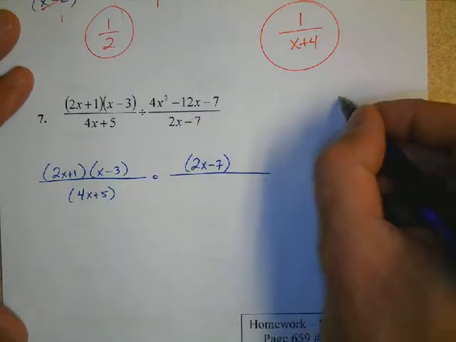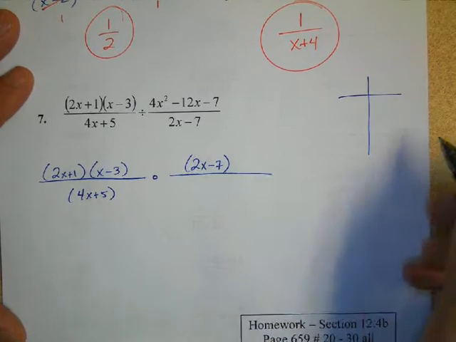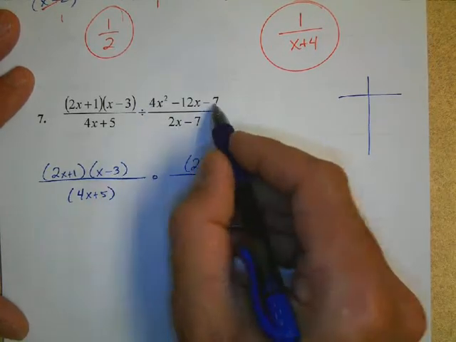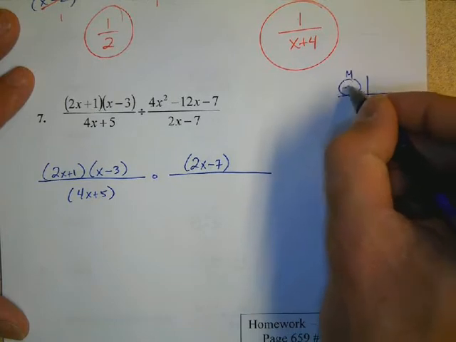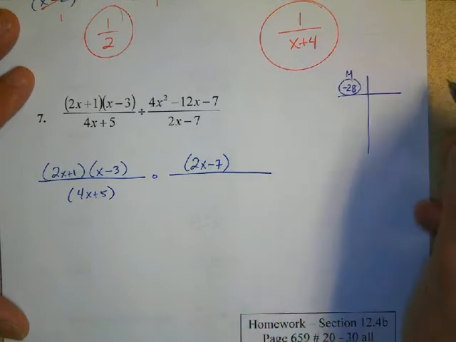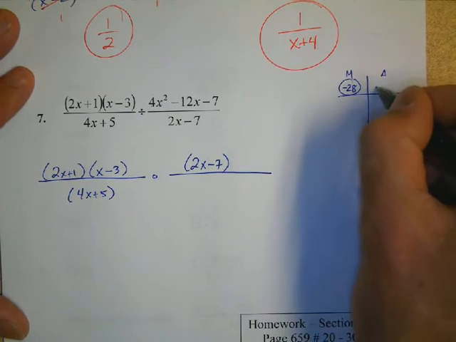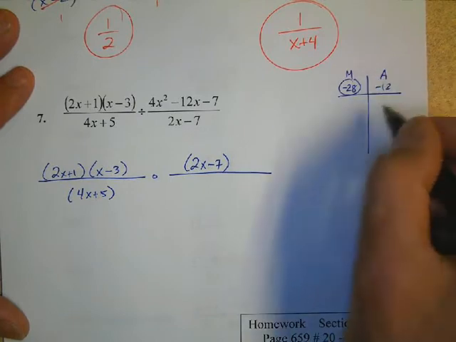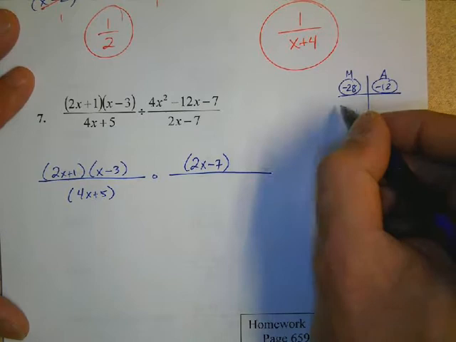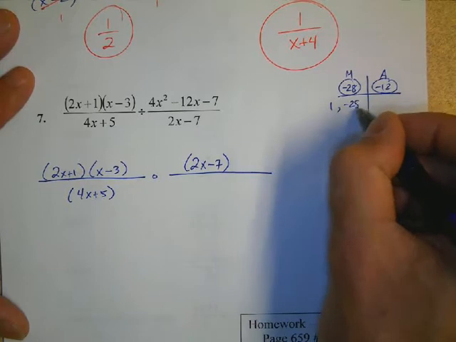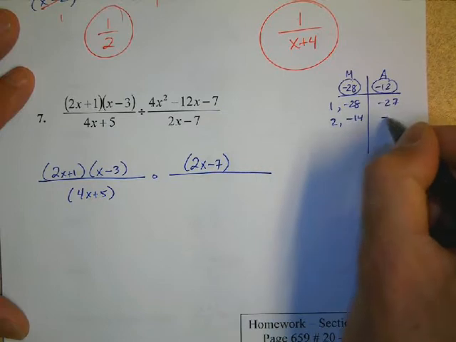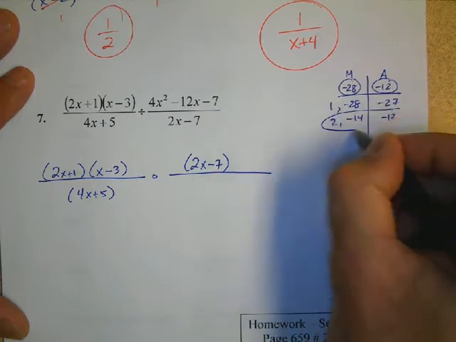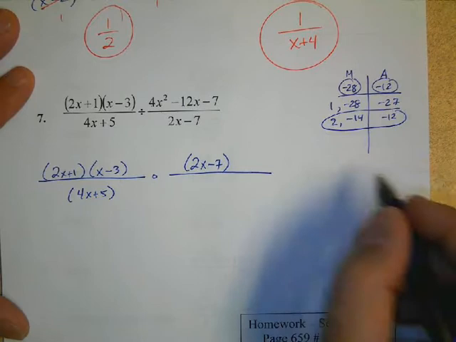So, this 2x minus 7 is going to go to the top, and we have to figure out what multiplies to a number and adds to a number. Well, in this case, it has to multiply to those two numbers combined, which is negative 28. It has to add to negative 12. So, as we think through those numbers, 1 and negative 28 doesn't work. However, 2 and negative 14 is a possible solution.